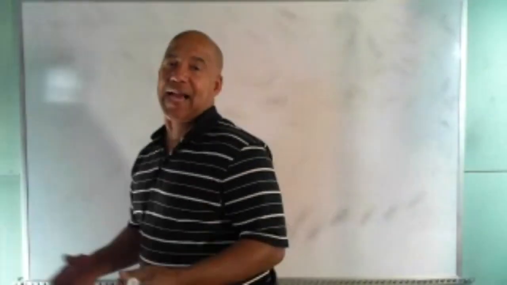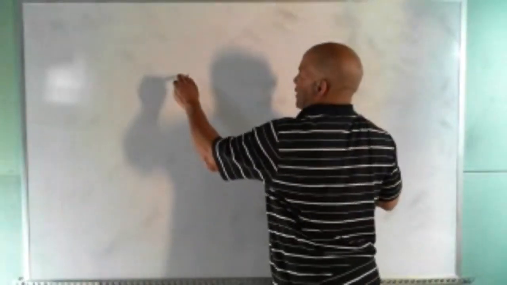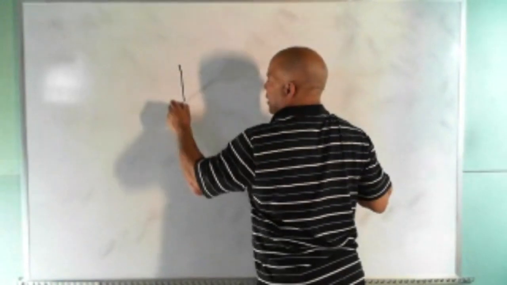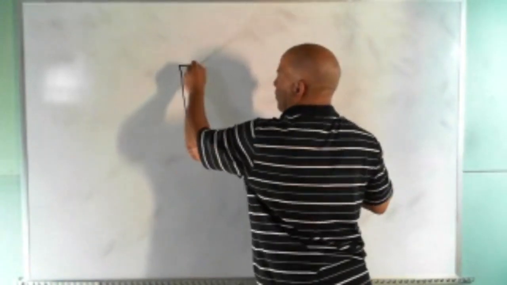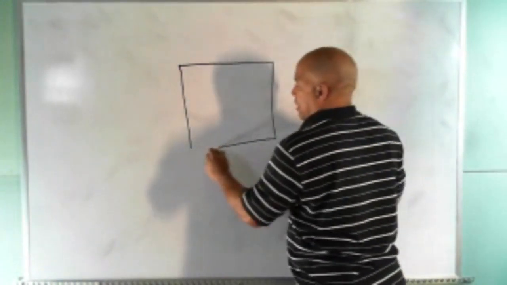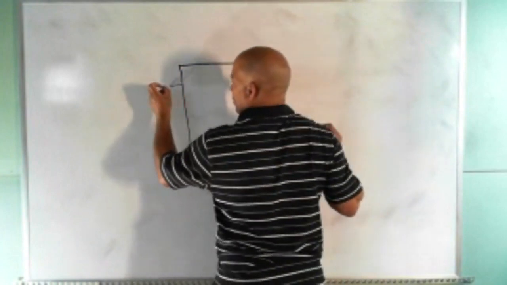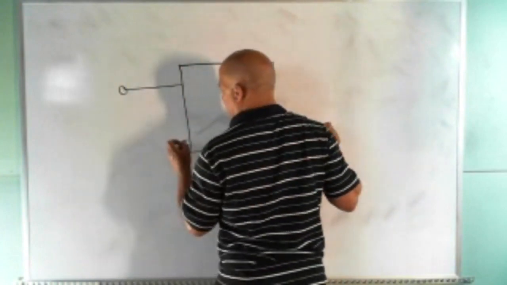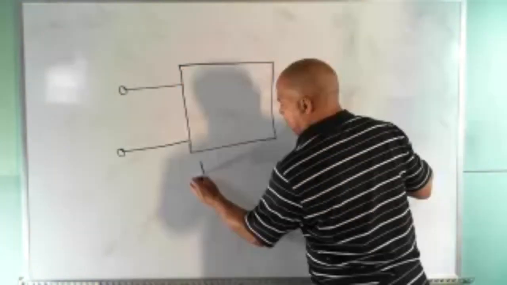So it says a two-terminal AC device, and then in parentheses they call it a black box. So what is a black box? Well, a black box is this. You don't know what's inside of it. You can't see what's inside of it. All you see is it's a box, and it has these terminals. That's a black box.